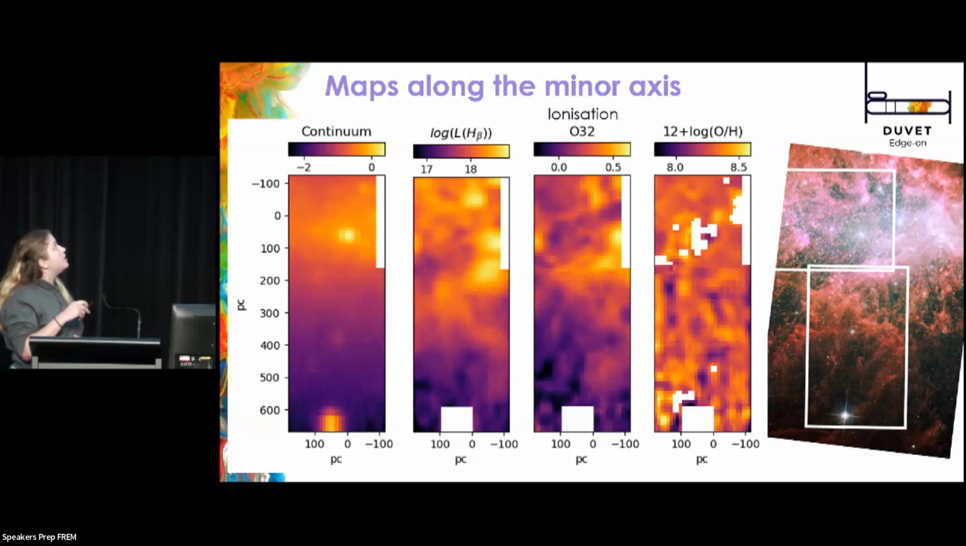And it's also interesting to look at this in the ionization map, because we can still differentiate the structure of this filament, the outflow filament. However, when we go to the metallicity map, this structure seems to disappear. So it doesn't seem to be a big metallicity difference between the outflow filament and what's outside of the filament.